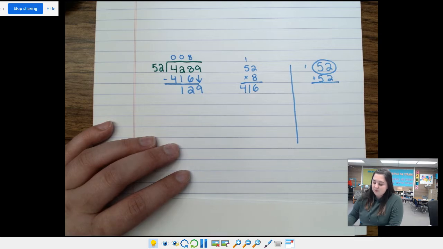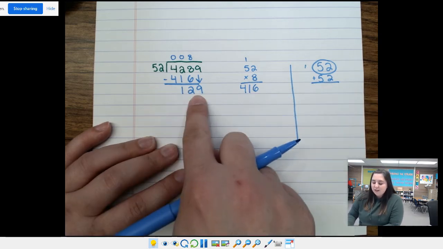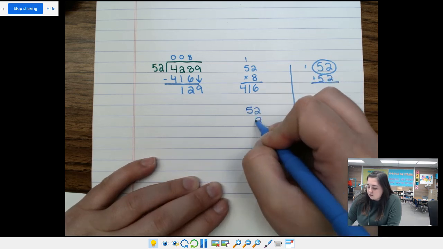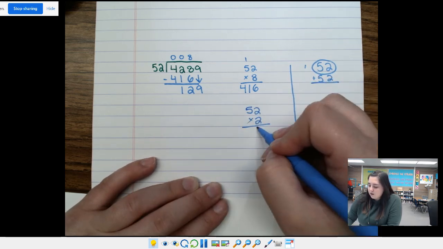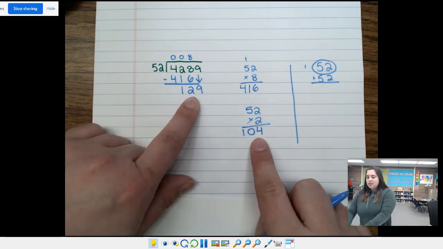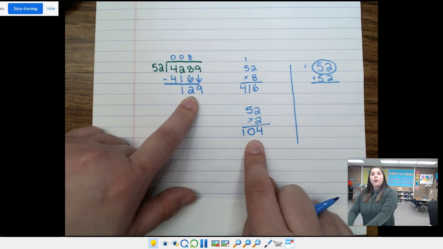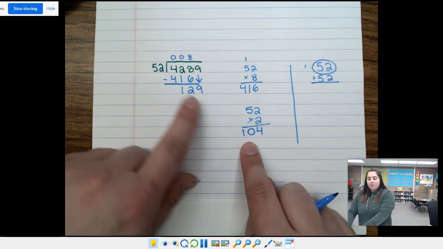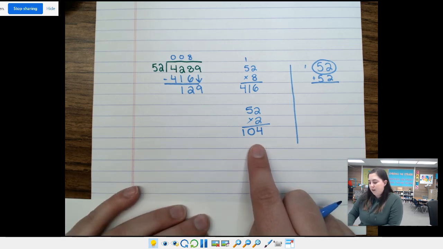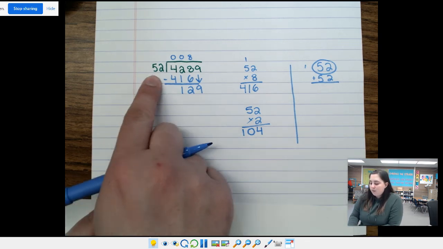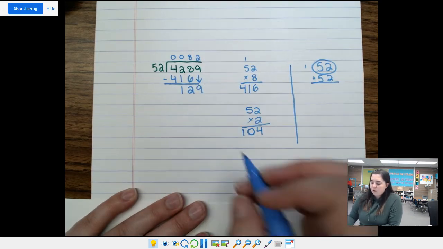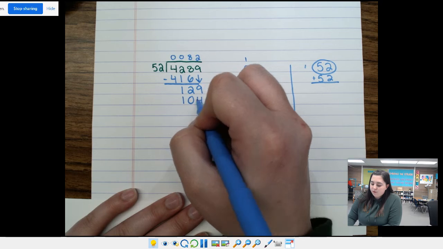Okay. Close to 50, 50, 100. I'm thinking twice. Let's do 52 times 2. Be 4 and 10. And these numbers are 25 away from each other. So I think I'm right. I couldn't do 3 groups because that would get too much. So 52 can go into 129 2 times, which got me to 104.